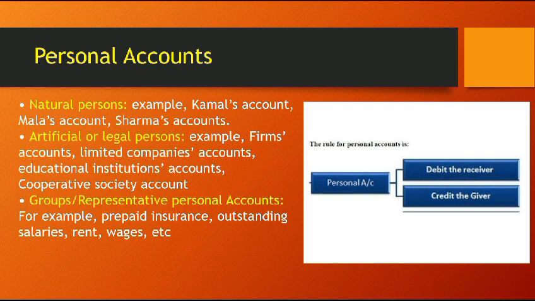And artificial accounts are those accounts which have been created legally. For example, the firm's account, the limited company's account, the educational institution's account, or the cooperative society's account. Under the group or the representative personal account, we take the examples of prepaid insurance, outstanding salaries, outstanding rents, outstanding wages, etc. Under the personal account, the rule for this is to debit the receiver and credit the giver.